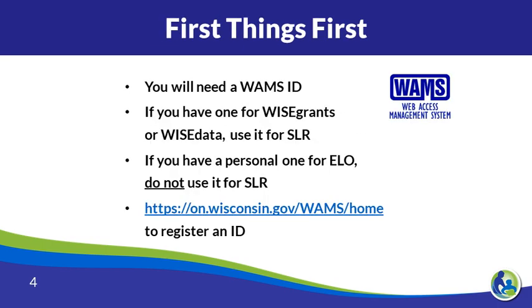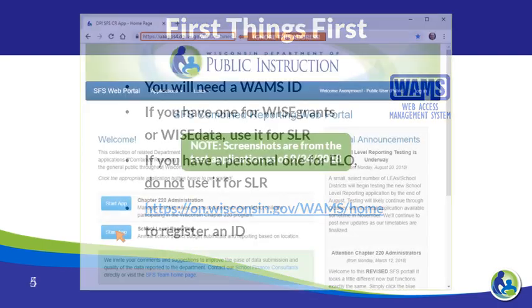But first things first, in order to complete school level reporting, you will need a WAMS ID. This is the same secure system that is used for WISE grants and WISE data. If you have a WAMS ID for those applications, use the same one for school level reporting. However, if you have a personal WAMS ID for educator licensing online, do not use it for school level reporting. Instead, go to this web address to register a WAMS ID.